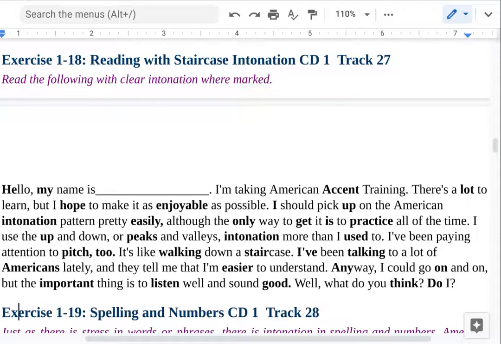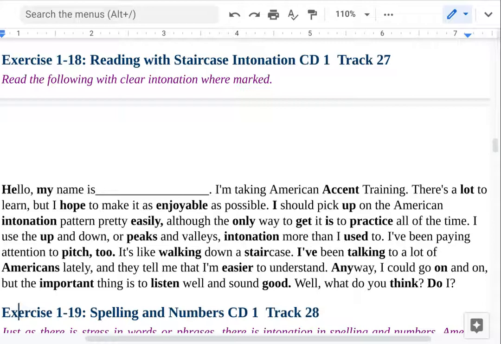I should pick up on the American intonation pattern pretty easily, although the only way to get it is to practice all the time. I use the up and down, or peaks and valleys, intonation more than I used to. I've been paying attention to pitch, too. It's like walking down a staircase.